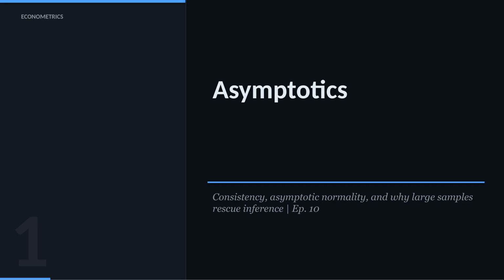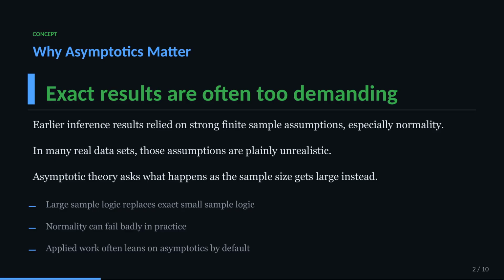Asymptotics is where econometrics starts to ask a different question. Instead of asking what is exactly true in a finite sample under strong assumptions, we ask what becomes approximately true as the sample size grows. That shift matters a lot because many exact assumptions we used earlier, especially normality, are not very realistic in applied work. The first key idea is consistency.